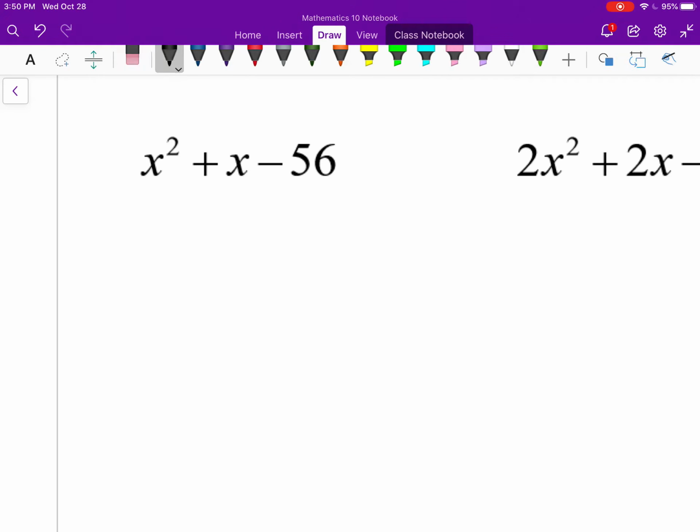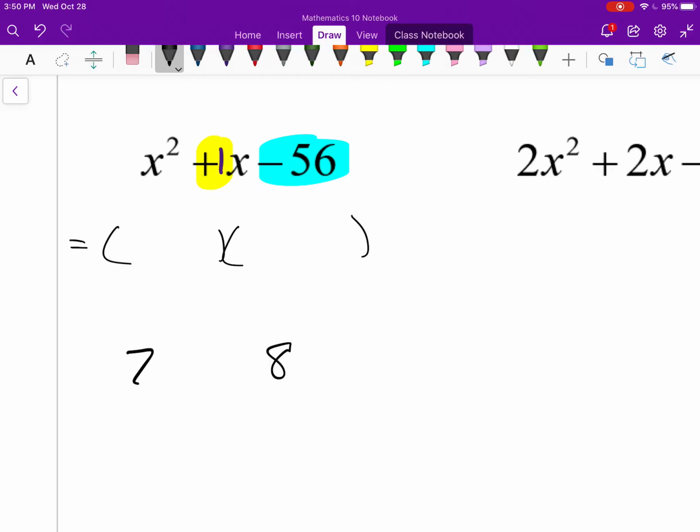So here, I've got to find two numbers that multiply to negative 56 but add to 1. And so what multiplies to 56? I think of 7 and 8 multiply to 56. It's got to multiply to negative 56, so one of these has to be negative, one has to be positive.